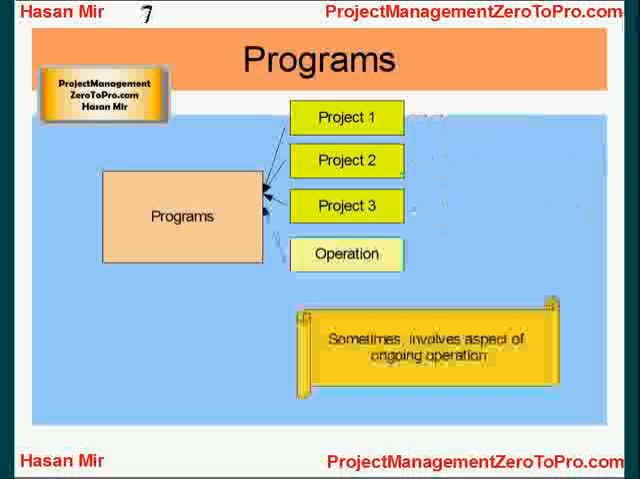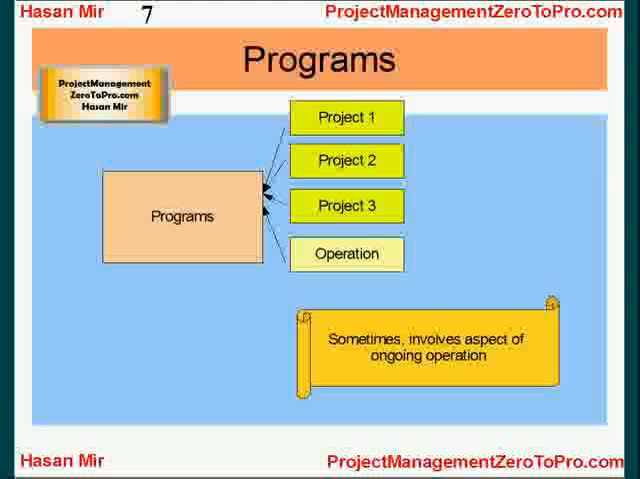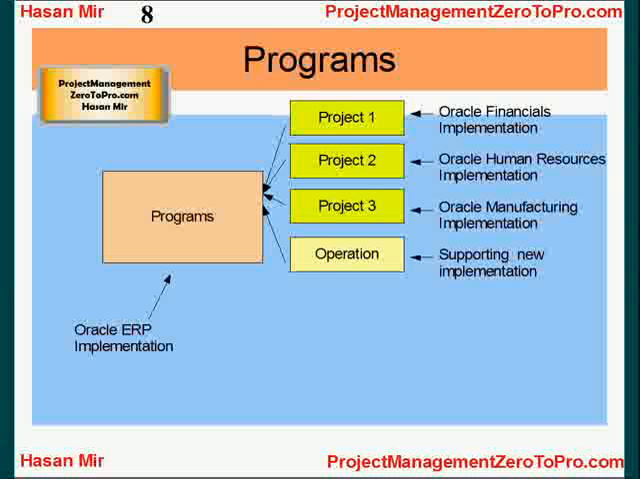Sometimes a program may also involve some aspect of ongoing operation. For example, once all these implementations are completed, let's say providing support to the implemented system is also part of the program. So this would be an operation, providing support to an implemented product. This program would contain all the projects plus a plan of providing support to the implementation. So that will be like an ongoing operation.